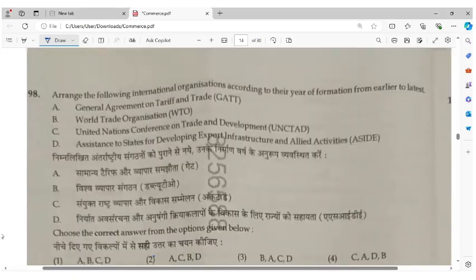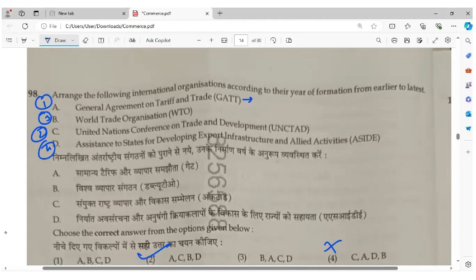Yes. Now the next question: arrange the following international organizations according to the year of formation, from earliest to latest. The latest is ASIDE, assistance of the state of developing export infrastructure and allied activities. So the option D is given in options 1, 2, 3, so the fourth one is going to be eliminated. The first one is GATT, and after that UNCTAD. This is the first, this is the second according to establishment, this is the third, and this is the fourth. So option number 2 is right over here.